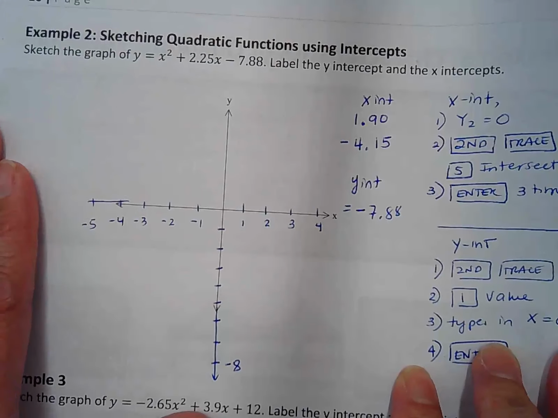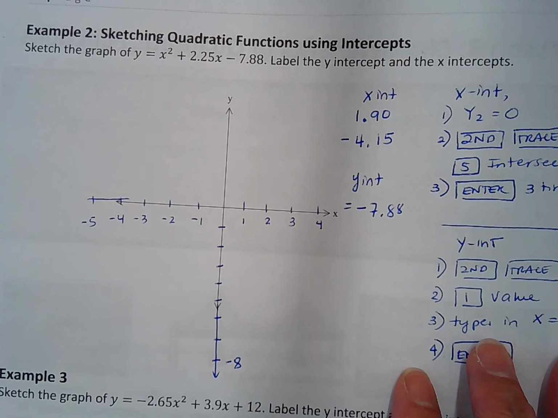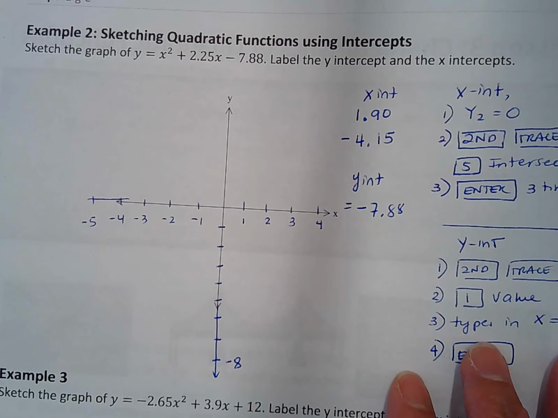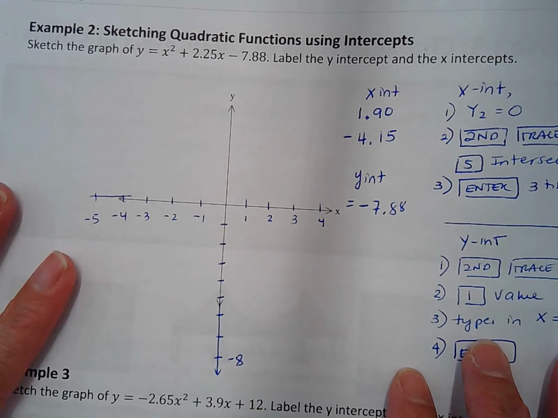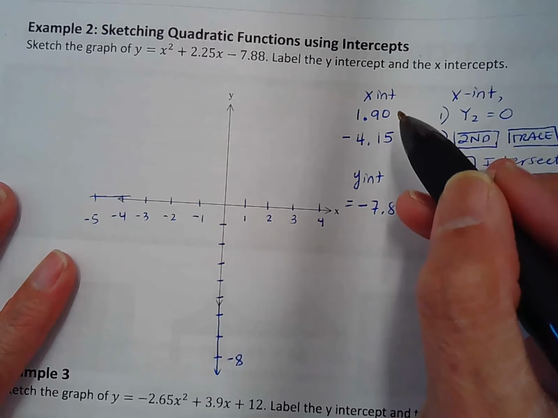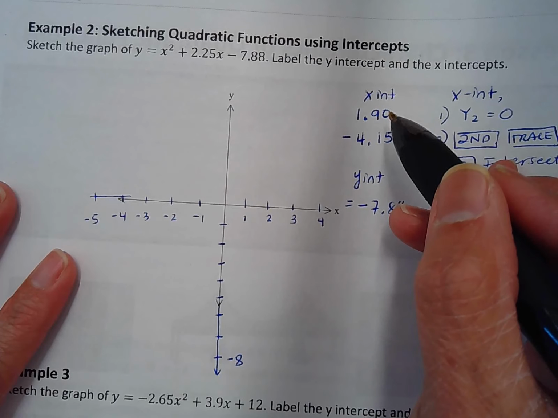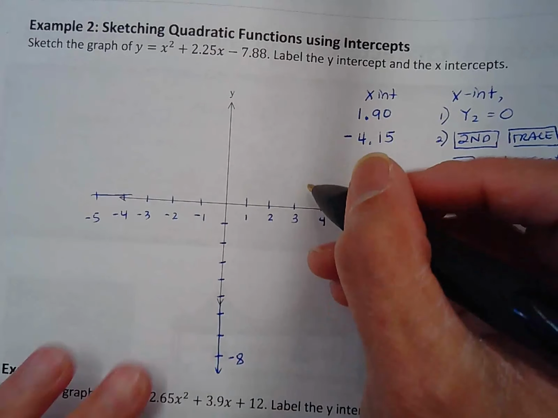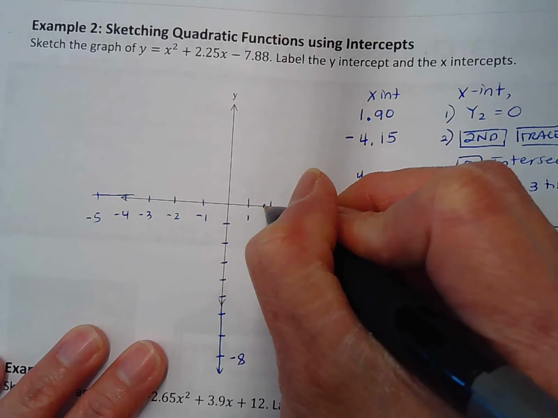So in this particular case, we're only interested in the 3 special points. The 2 x-intercepts, and then the 1 y-intercept. So let's plot those things. Where's 1.90? Right before the 2. Just right before the 2, right? Right there. It's close to 2.